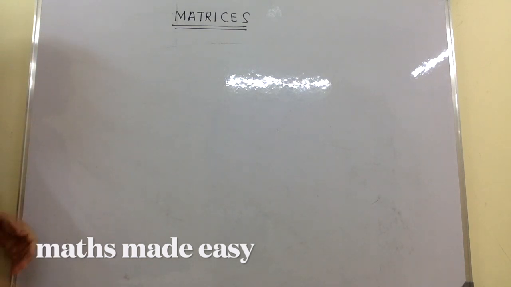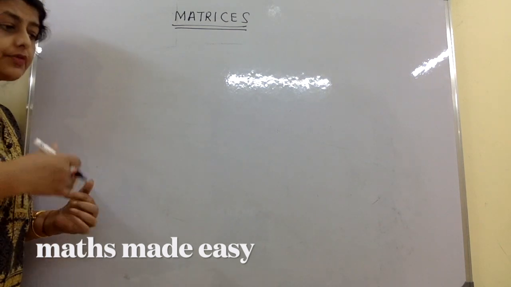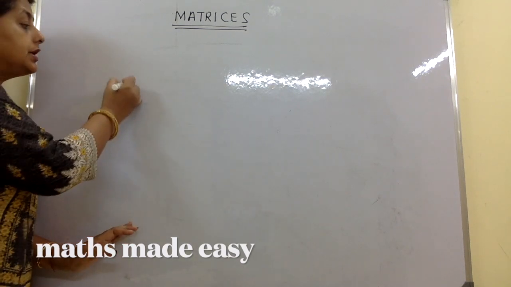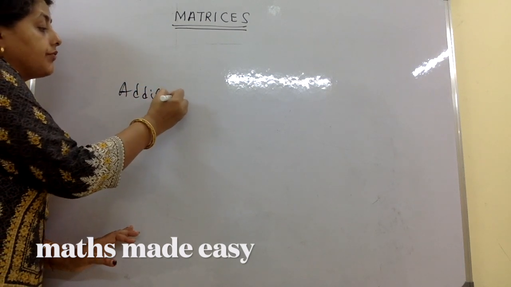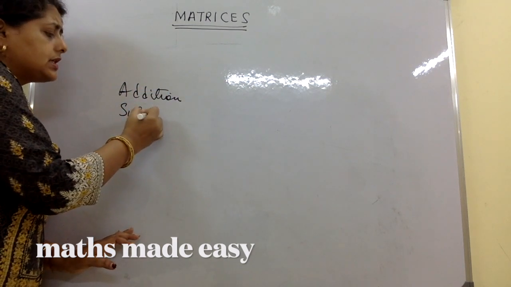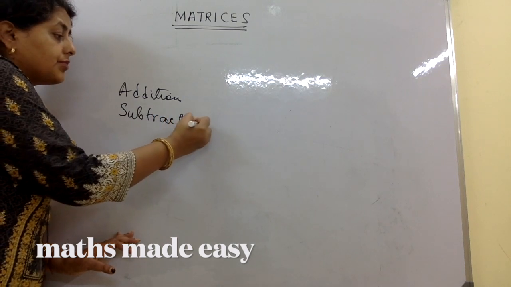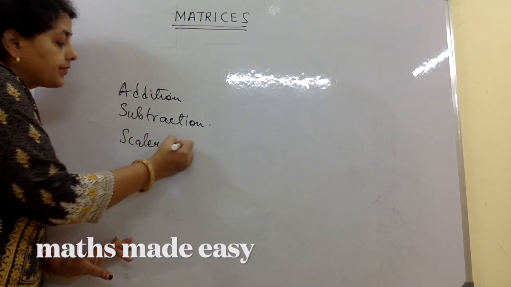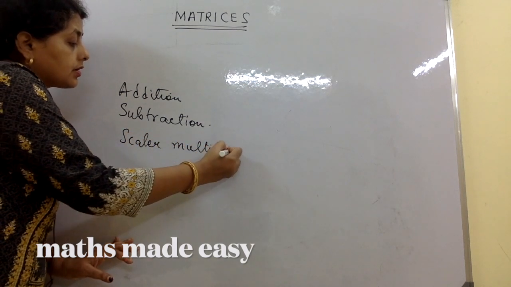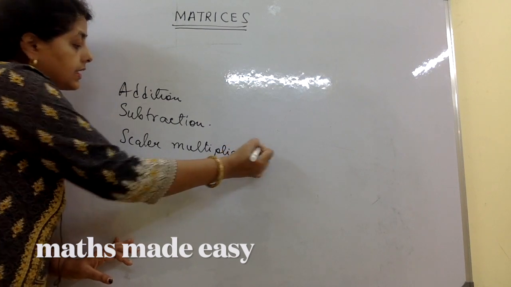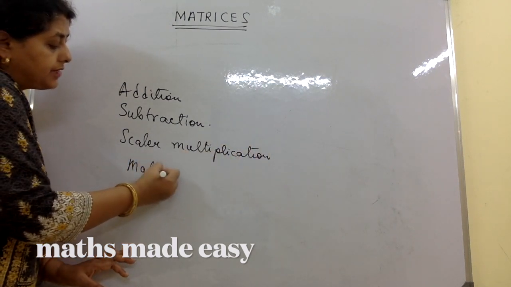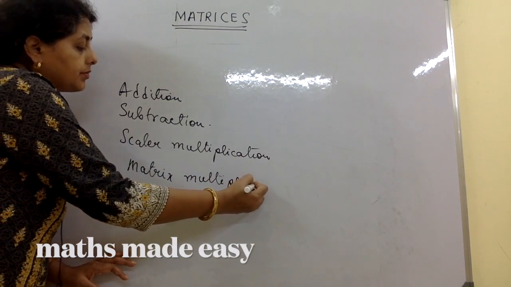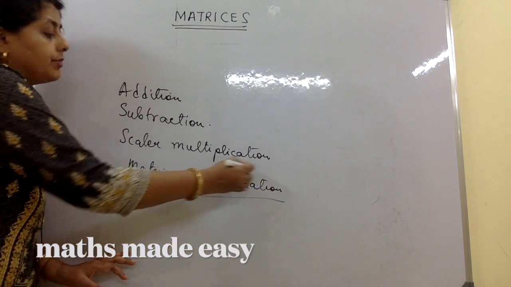Now in matrices we shall be learning about many things, different operations on matrices, okay. With what we have learned, we are going to learn addition of matrices, yes, and even subtraction. These are pretty simple, okay. Subtraction of matrices. We are going to learn scalar multiplication of matrices, and then we are going to learn matrix multiplication, okay. These are the main 4 things that we'll be learning in this chapter.